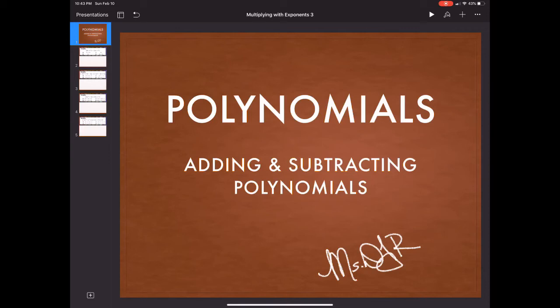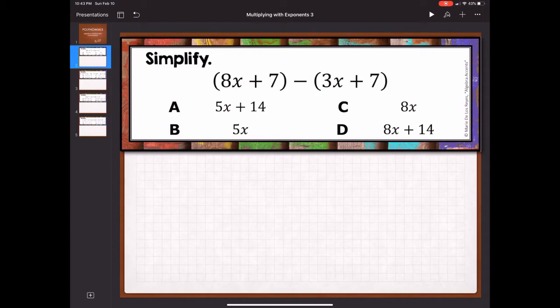Today we're learning about polynomials. We are going to add and subtract polynomials. So the directions will say simplify. And if you look at this expression, we've basically done this a million times already. The reason we're calling it a different section is because we're working with specifically polynomials.